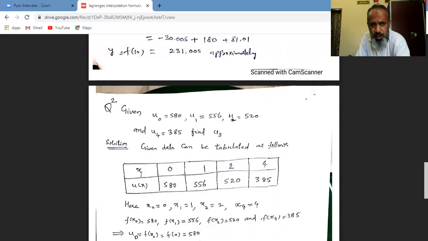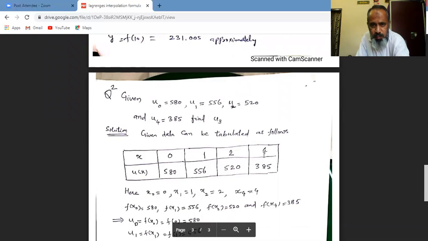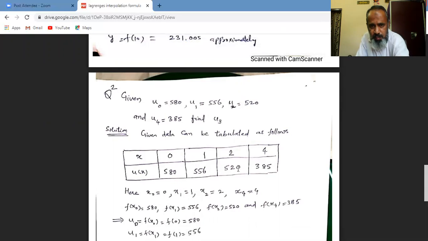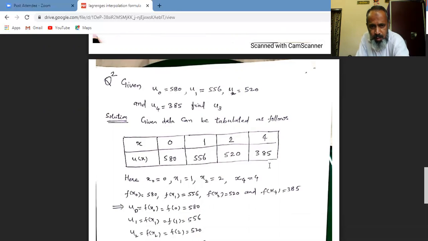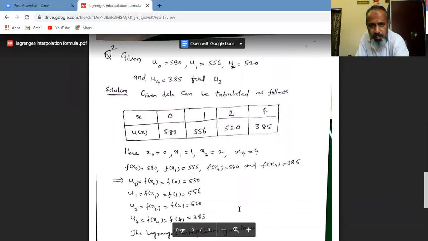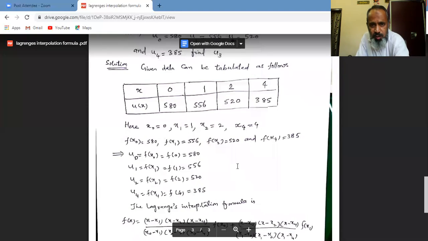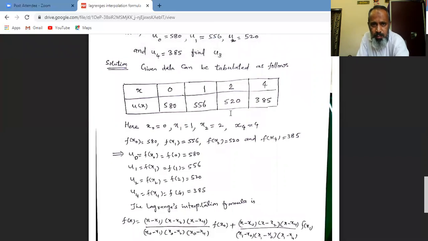u0 is given, so at x equal to 0, value is 580, at x equal to 1, 556. So this is u of 1, this is u of 2, this is u of 4, and this is u of 0. x0 is equal to 0, x1 is equal to 1, x2 is equal to 2, x4 is equal to 4, and f of x0 is 580, f of x1 is 556, this is f of x2, and this is f of x4. Now, what we have to determine? We have to determine f of 3. So, at x is equal to 3, what is the value of y?